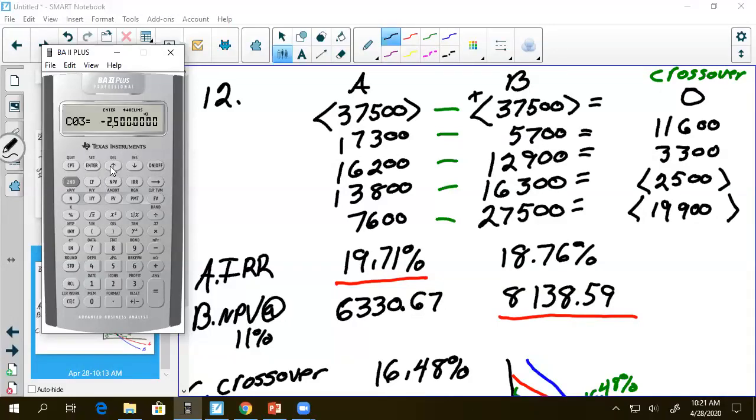Okay, I want to make sure I got that negative. So then, Ty, you with me that I got all my cash flows in there? Yes, sir. Okay, I hit internal rate of return and just hit compute. Okay, gotcha. I appreciate it. Yep, thank you.